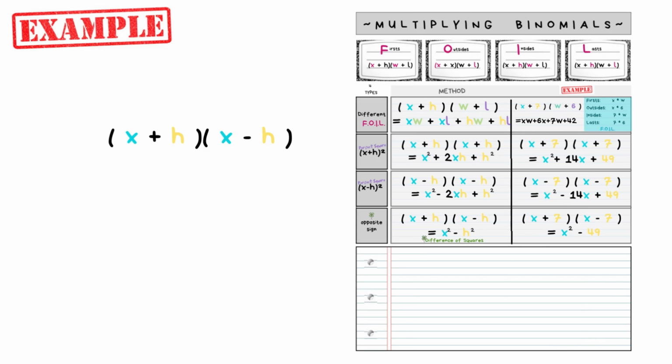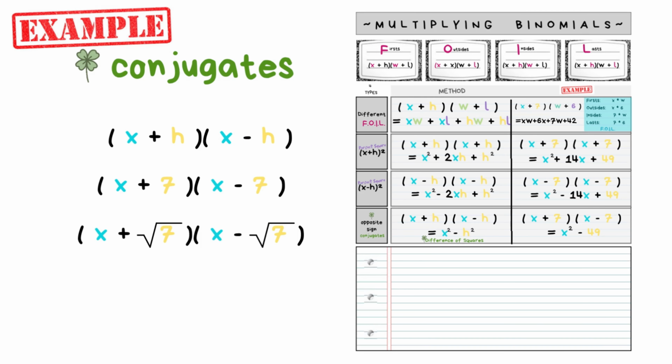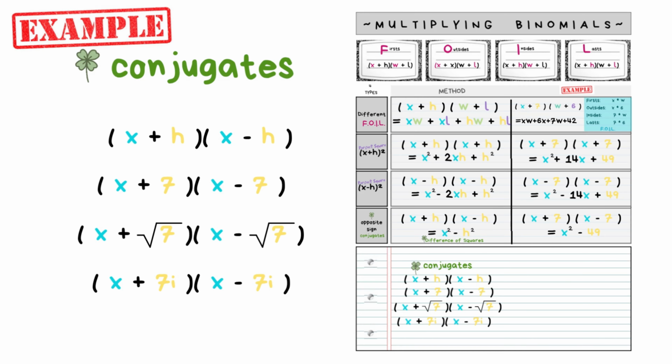Multiplying a binomial by a binomial with the opposite sign is called multiplying by the conjugate. A conjugate is a special partner binomial that we can use to help ourselves in tricky situations.